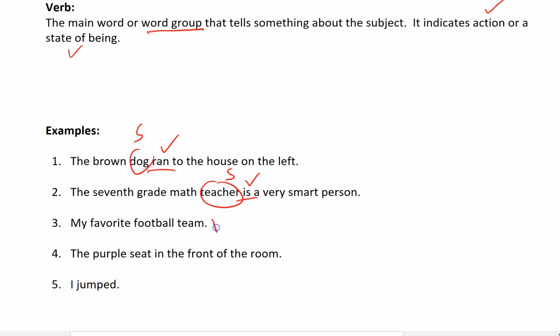Take a close look at number 3, my favorite football team. This is a sentence fragment. It does not express a complete thought. Specifically, there is no verb here. My favorite football team. None of those words are verbs.